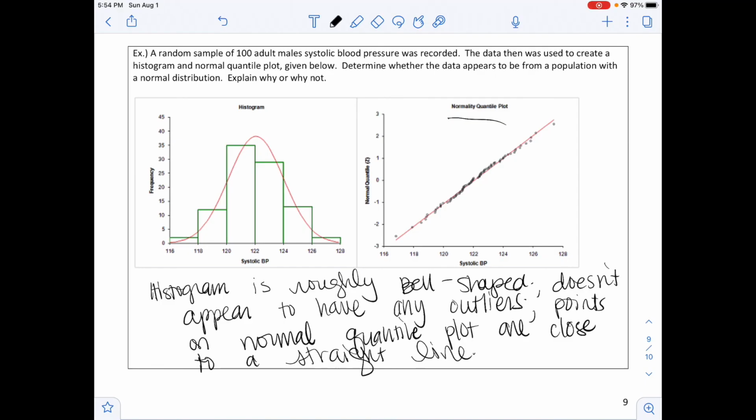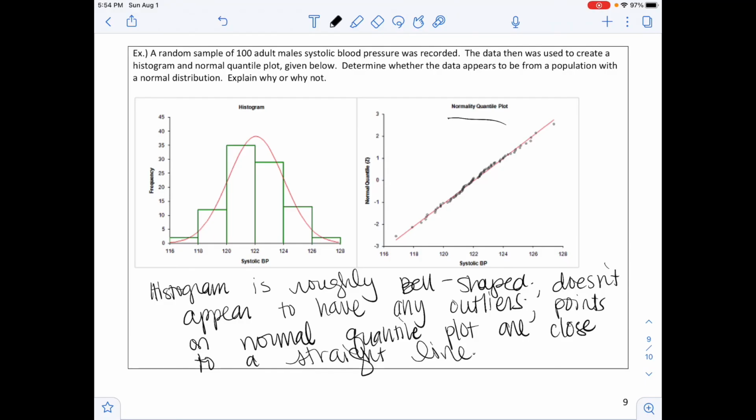And so from this, we can conclude that all three of these criteria are met, that the sample data are from a population that has a normal distribution. So we are going to have to do this to test the data that you collect and to see if we can say that the sample data are from a population having a normal distribution.